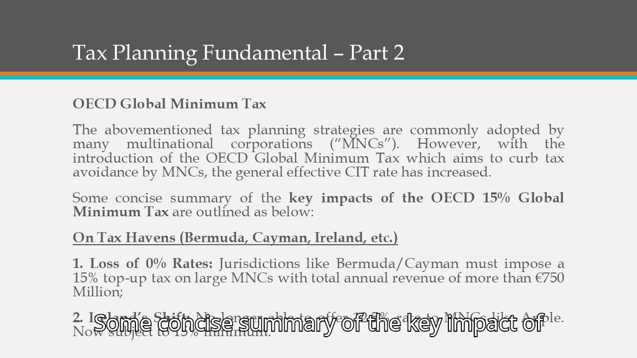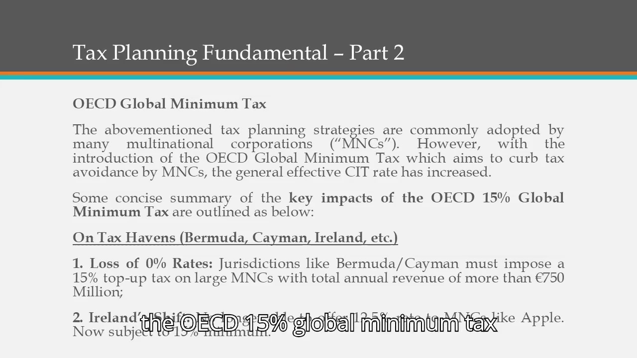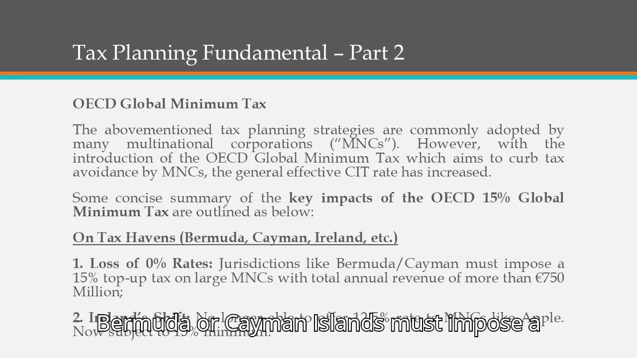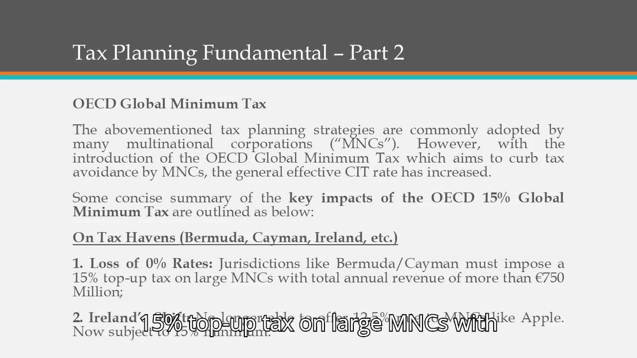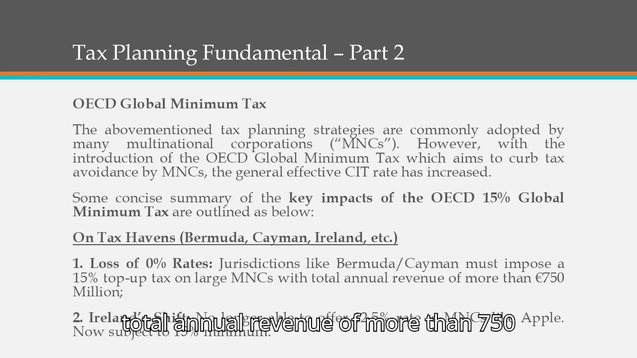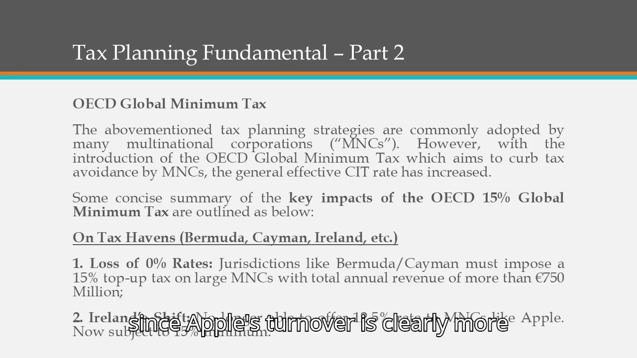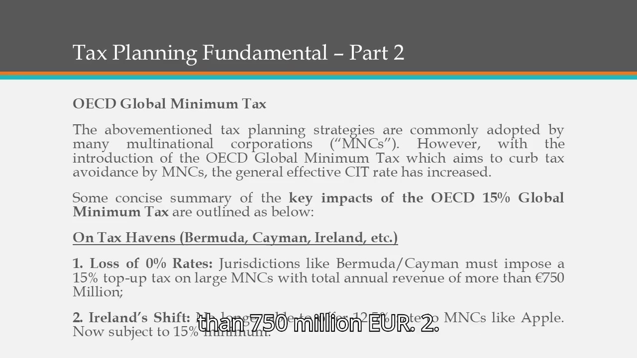Some concise summary of the key impact of the OECD 15% global minimum tax are outlined as below. 1. Loss of 0% rates. Jurisdictions like Bermuda or Cayman Islands must impose a 15% top-up tax on large MNCs with total annual revenue of more than 750 million euros. Meaning the former 0% tax haven state is no longer applicable to multinational corporations with turnover of more than 750 million euros. Likewise, Ireland can no longer offer a 12.5% rate to multinational corporations like Apple, since Apple's turnover is clearly more than 750 million euros.